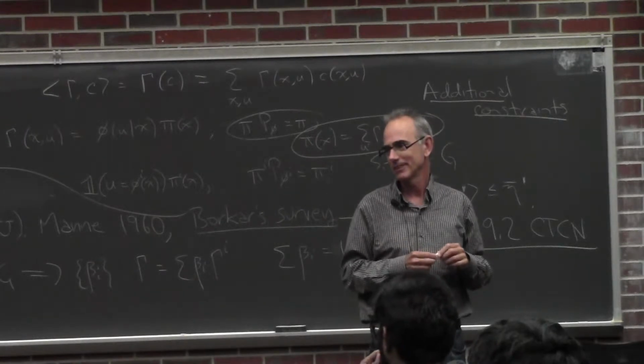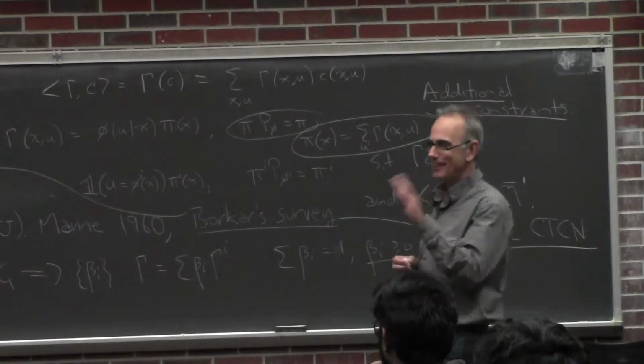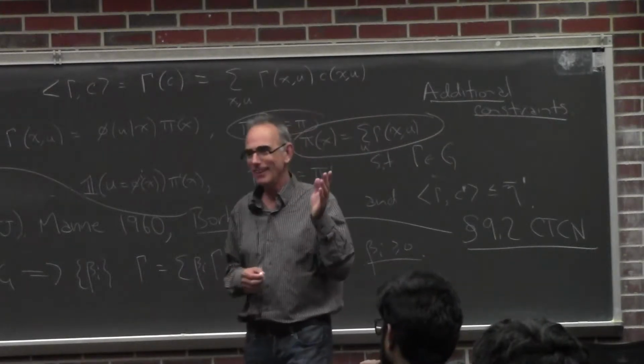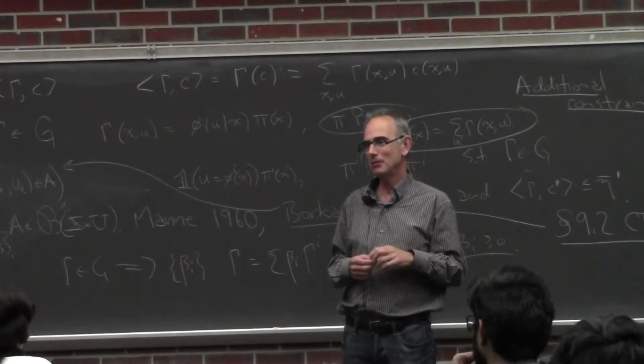I think I'm still stuck on the notation of phi of u given x. On the top of the hill, I drive with probability half, or I don't drive with probability half. That's an example of a randomized policy.